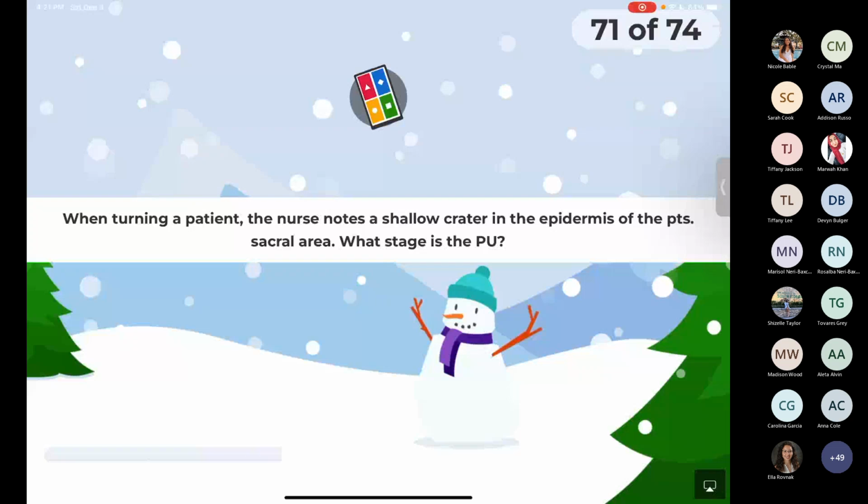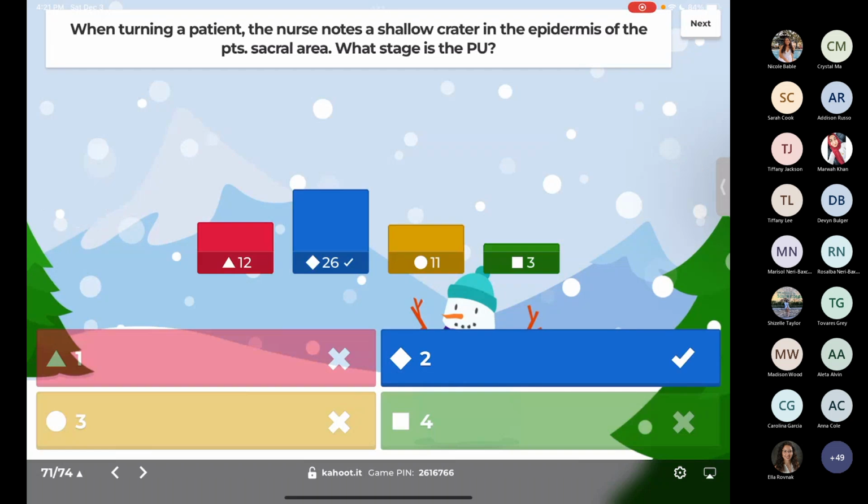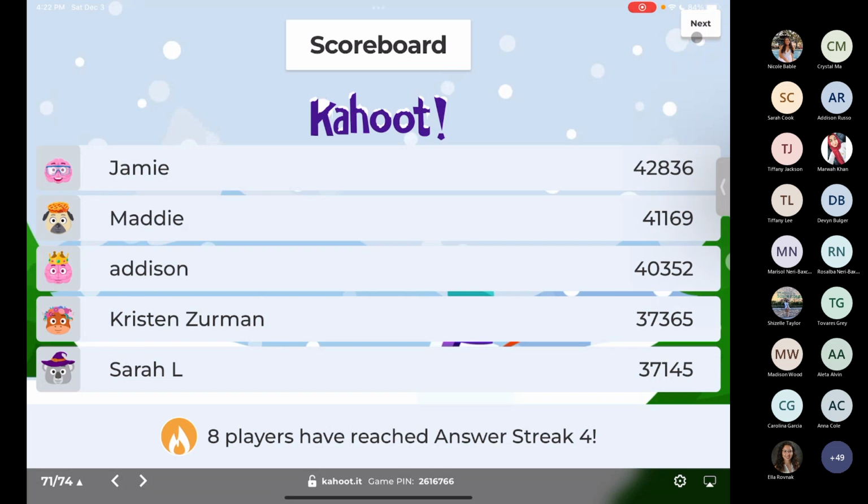When turning a patient, the nurse notes a shallow crater in the epidermis of the patient's sacral area. What stage is this pressure ulcer? Good job, guys. This is a stage 2 pressure ulcer. It's still in the epidermis, but it's going through multiple layers of the epidermis.